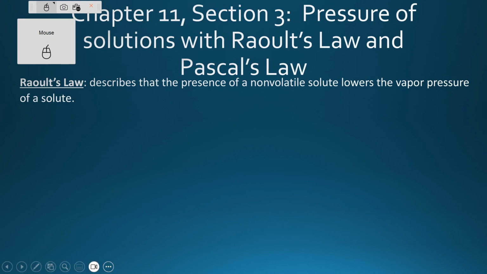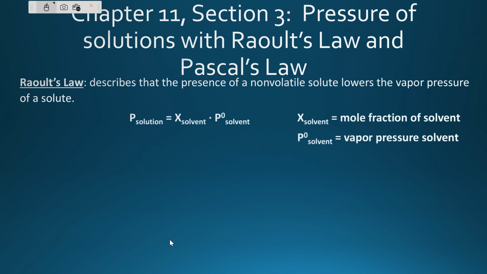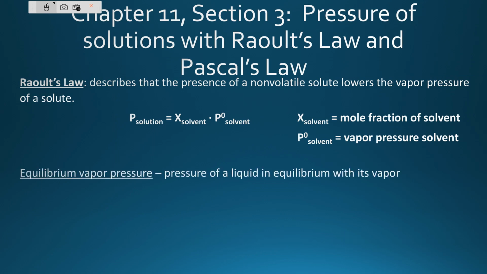And so there's a math way to envision this. Raoult's law says the pressure of the solution is a function of the mole fraction of your solvent times the pressure of the solvent itself, the vapor pressure of that solvent. So that's basically Raoult's law as it works. And we are going to be taking a look at the interactions at equilibrium of the pressure of a liquid with its vapor.